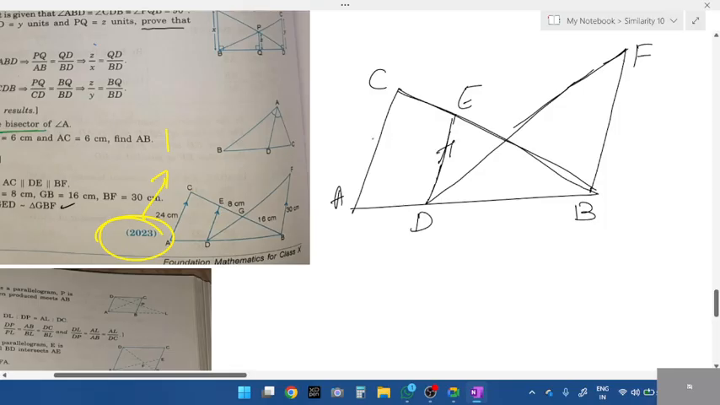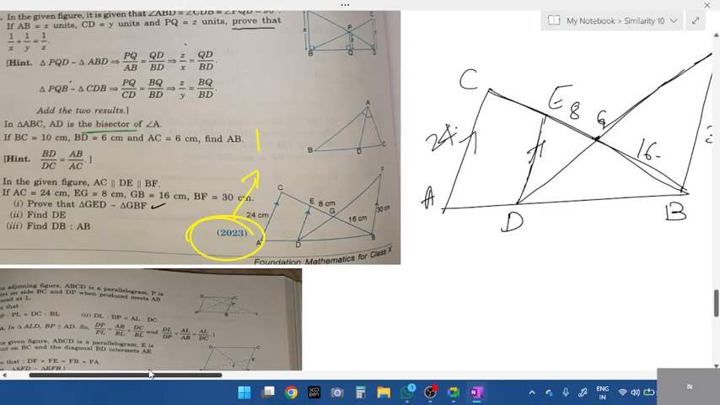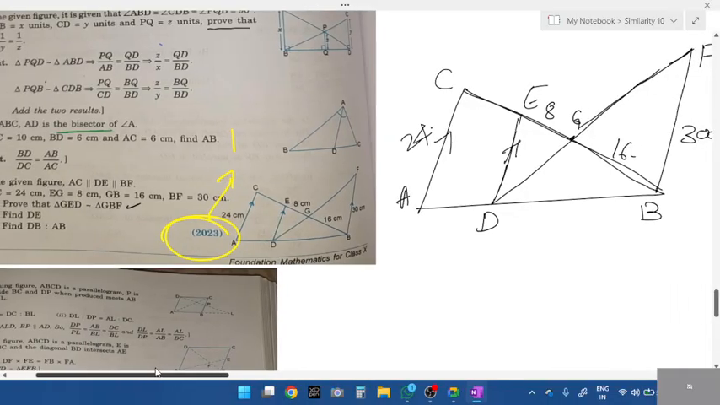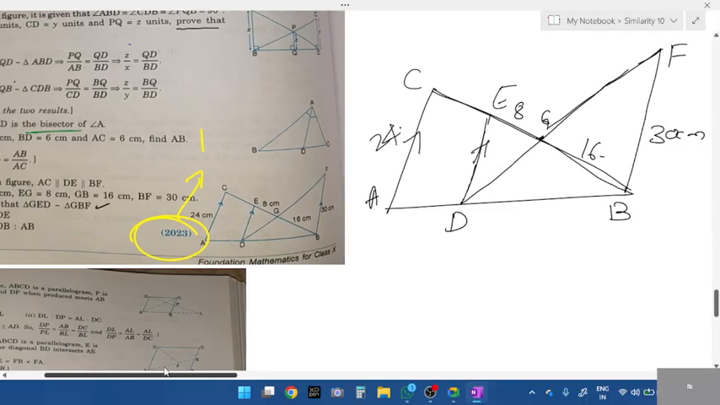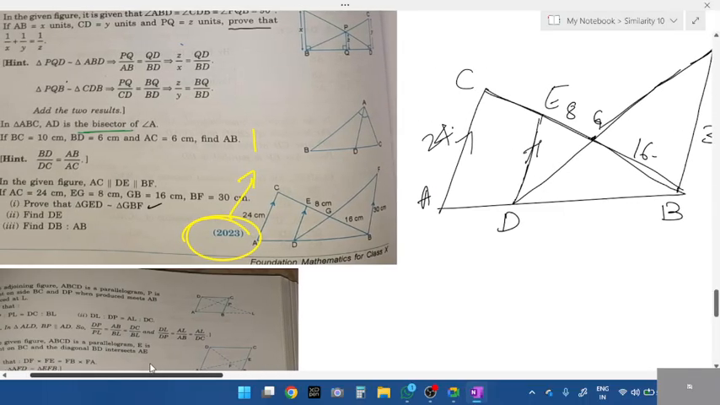DE is parallel. This is 24. From E to G, it is 8 centimeter. G to B, 16 centimeter. F to B is 30 centimeters. Those are the values given. Let me check. AC is 24, I have written. EG is 8. GB is 16, fine. BF 30, that is also fine.